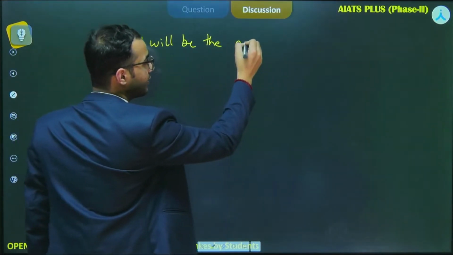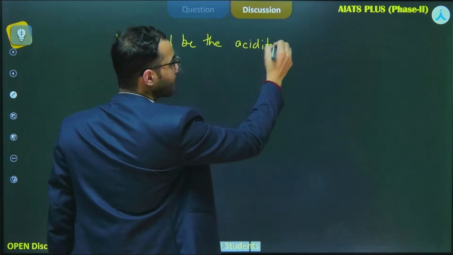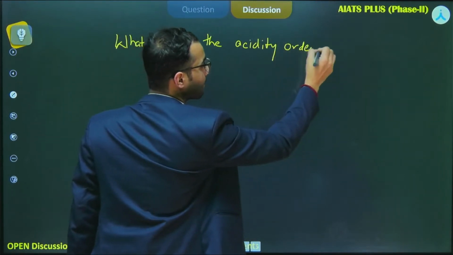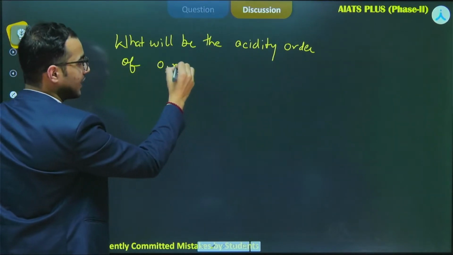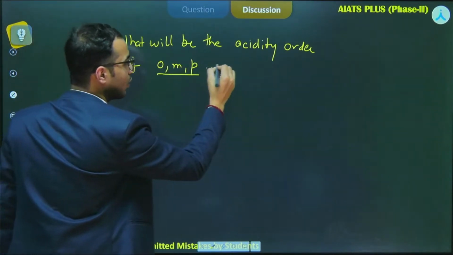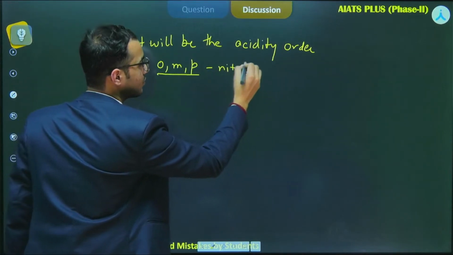The acidity order of ortho, meta and para nitrophenols.